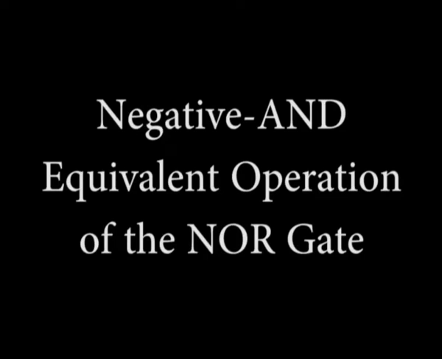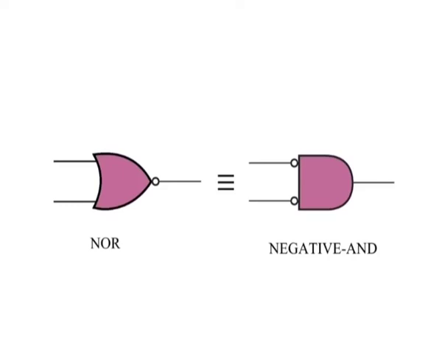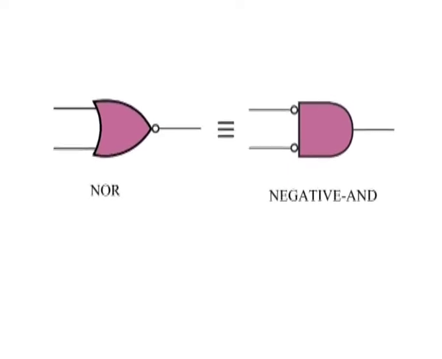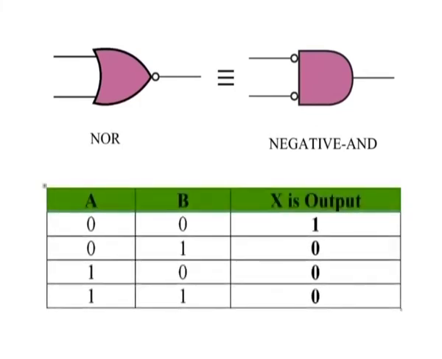Negative AND equivalent operation of the NOR gate. A NOR gate, like the NAND, has another aspect of its operation that is inherent in the way it logically functions. The table here shows that a high is produced on the gate output only when all of the inputs are low. From this viewpoint, a NOR gate can be used for an AND operation that requires all low inputs to produce a high output. This aspect of NOR operation is called negative AND.